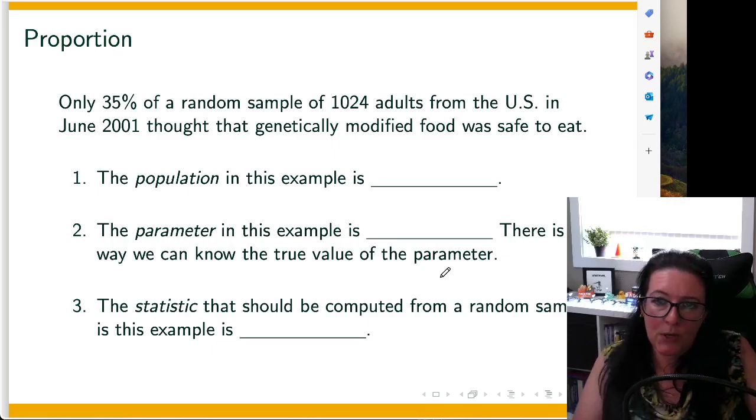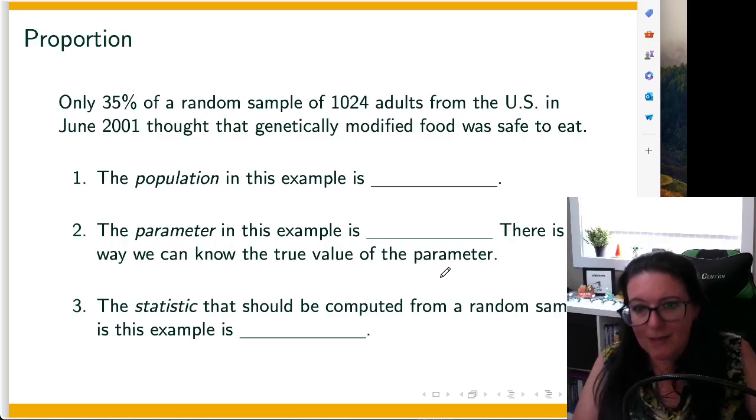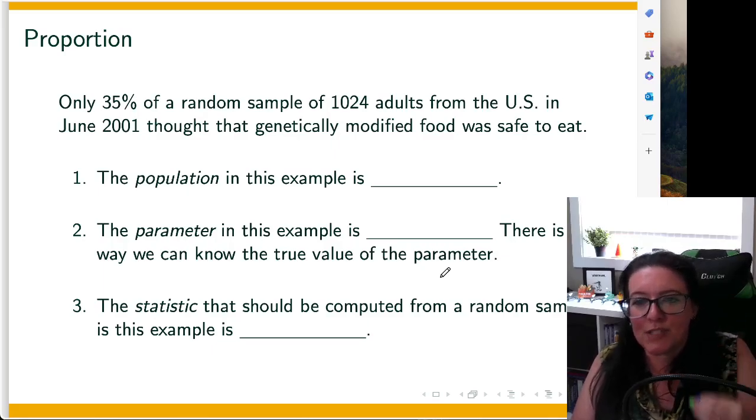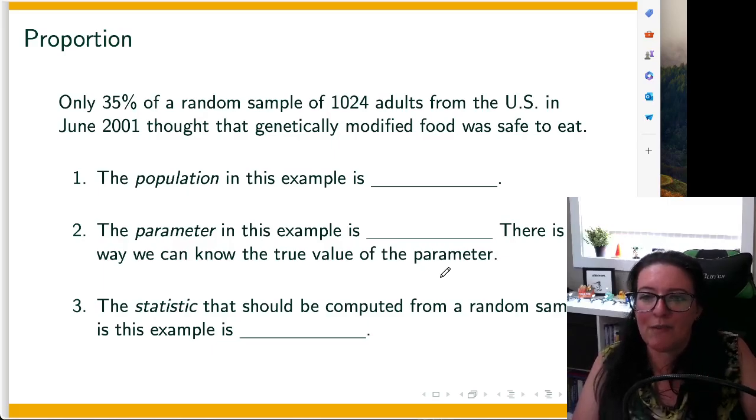Here we're talking about adults in the US in June 2001. The parameter in this example is going to be a percentage, and it's the percentage who think that genetically modified foods are safe. That's going to be for all adults in the US. The statistic is going to be the proportion in the sample.